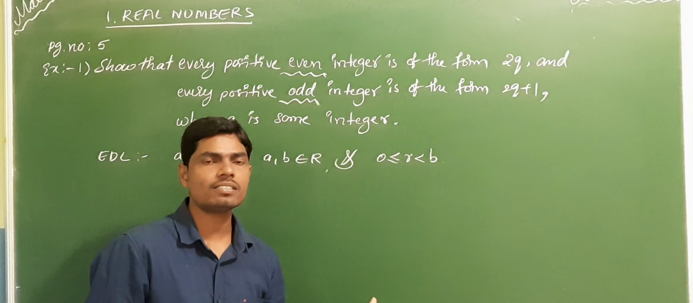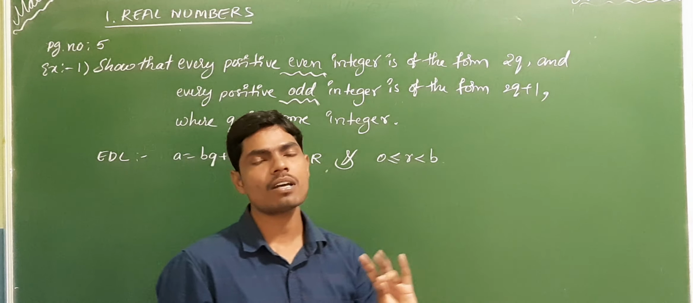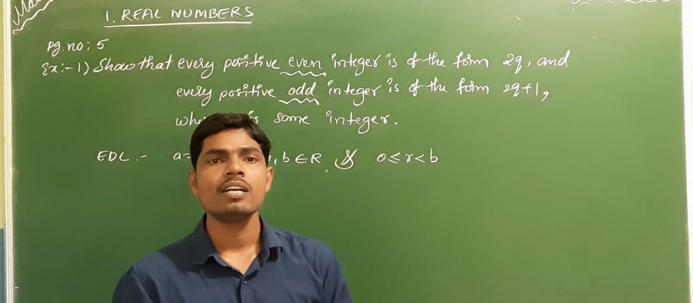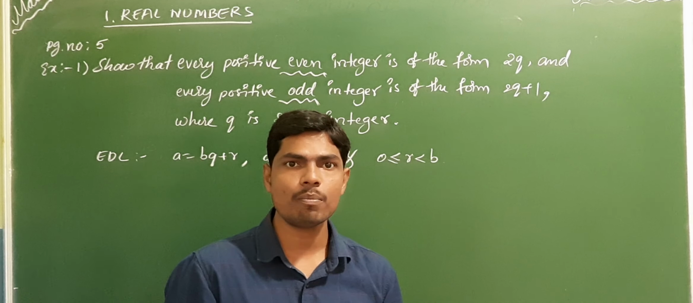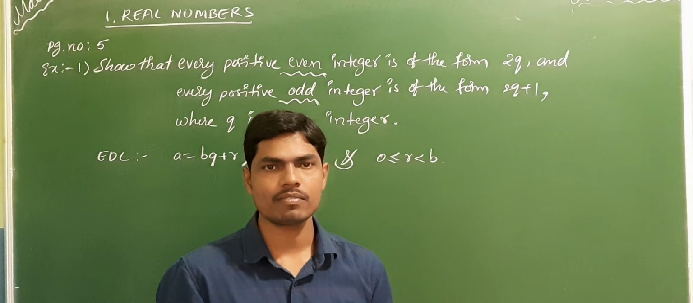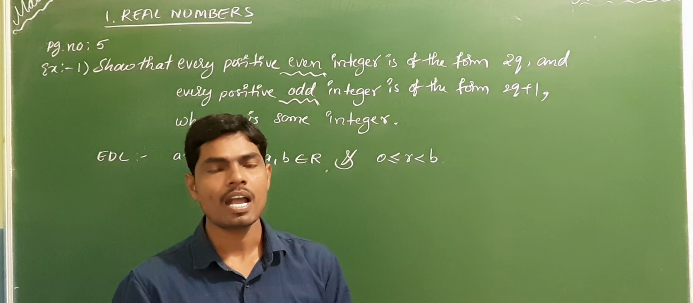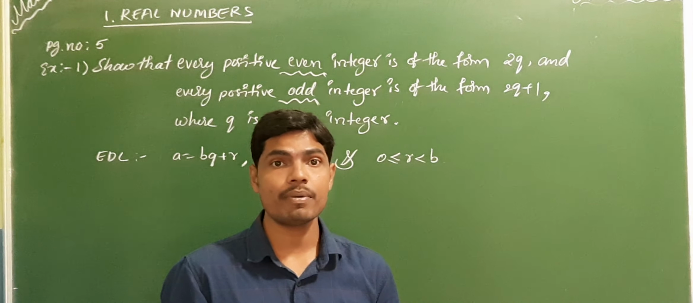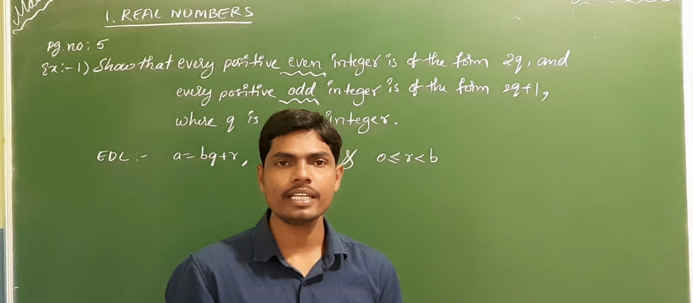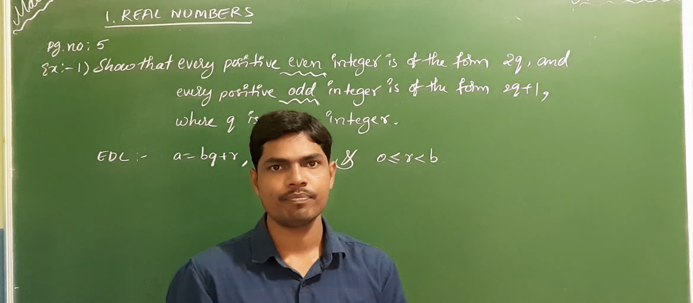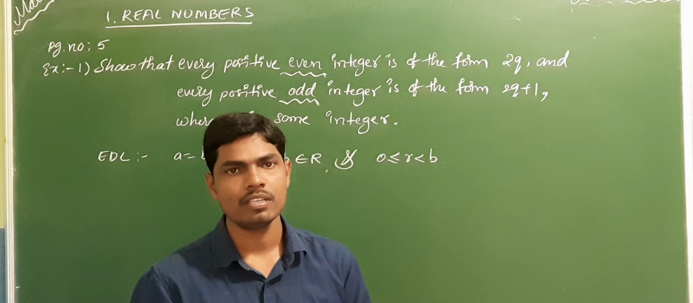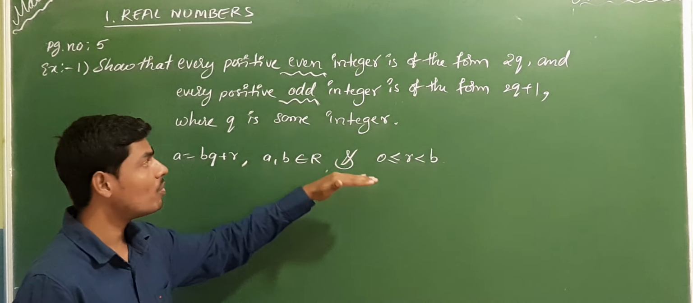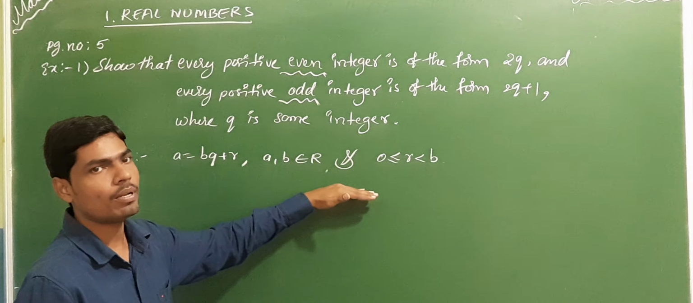So in previous classes we have already learned about even numbers and odd numbers. What are even numbers? The numbers which are exactly divisible by 2 are called even numbers. And what about odd numbers? When you divide the number by 2, you get a remainder 1. Those are called odd numbers. Now here, the same situation will come in this problem.